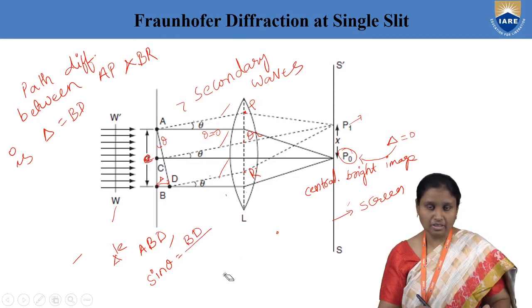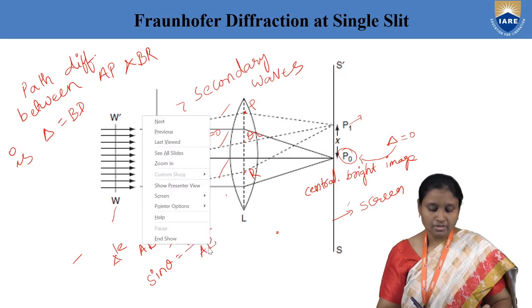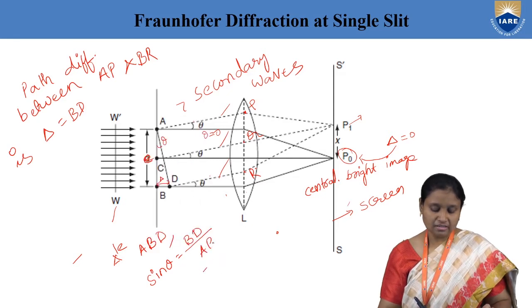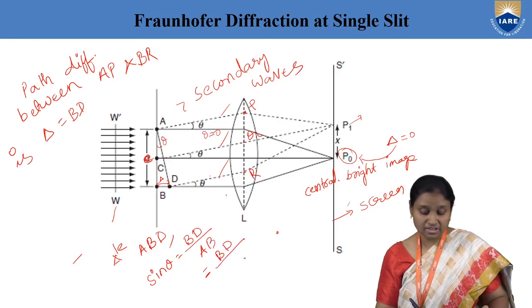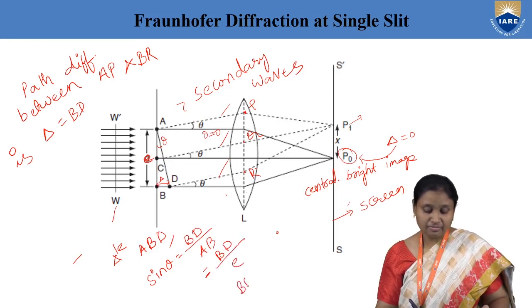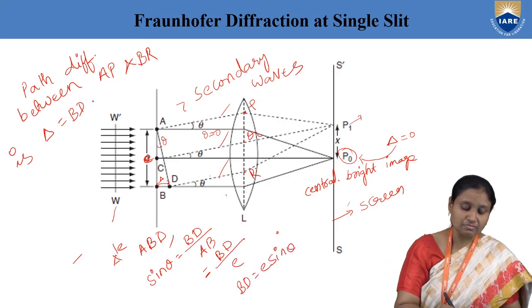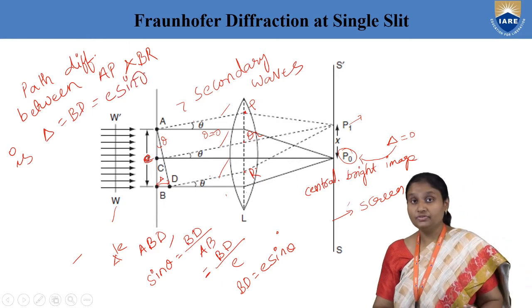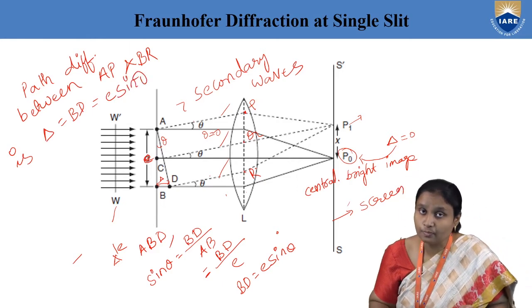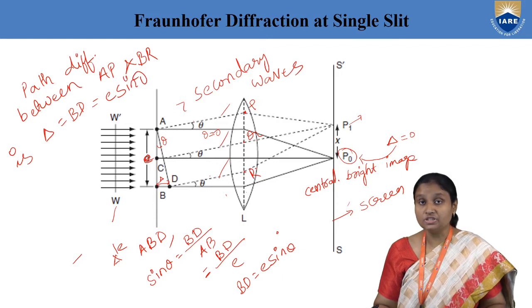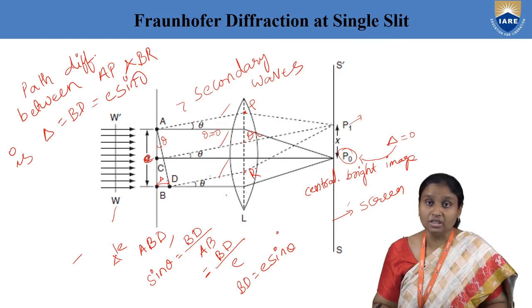Hypotenuse is AB. We know that AB is the width of the slit, which is e. So our path difference BD is nothing but e sine theta. So what is our path difference? It comes out to be e sine theta. This is the path difference between the secondary waves from points A and B of this slit, which are making angle theta with the normal direction.